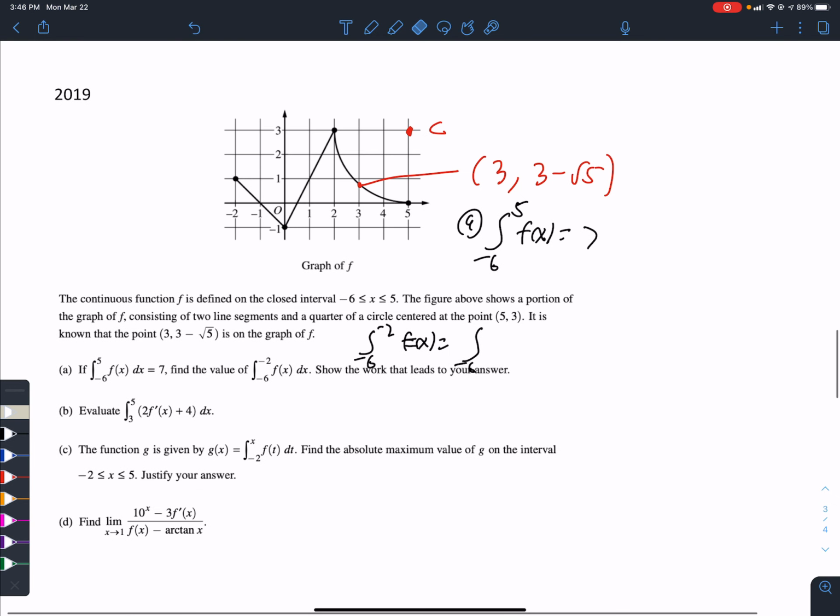This is the graphical analysis FRQ. So point out a few things. We're told we have 2 lines and a quarter circle. We're told the center of the circle is at 5, 3. We're told the circle goes to the point 3, 3 minus radical 5. And in part A, we're told the integral from negative 6 to 5 is 7. So they want the integral from negative 6 to 2.